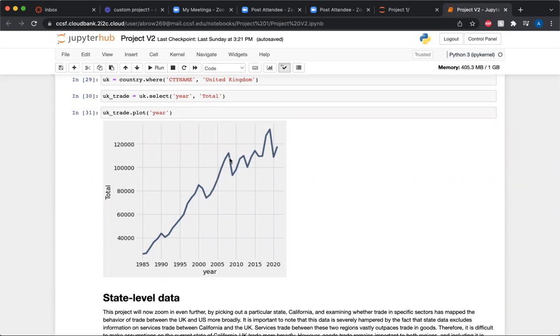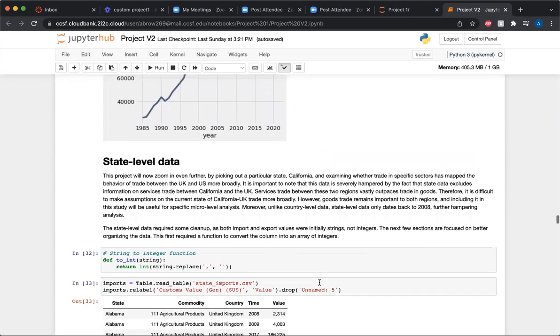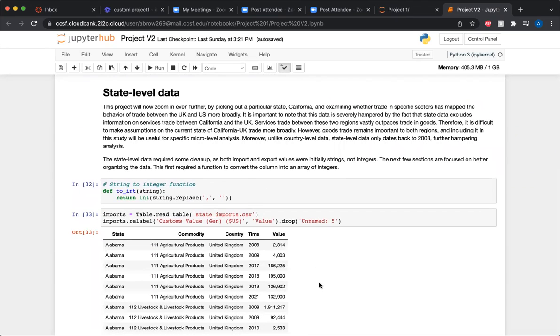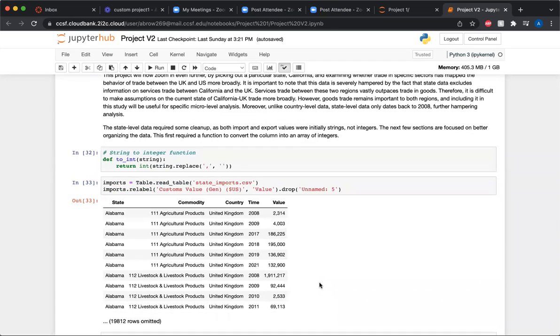But there's been some notable dips, like I said, 2009, 2020. But there's a steady increase, although it's definitely gotten a bit rockier around 2005. So zooming in even further, I wanted to look at the California-UK trade relationship. So I imported data from the US Census Bureau as well on California-UK trade. The issue with this data is that it doesn't cover services. It only covers goods, commodities.